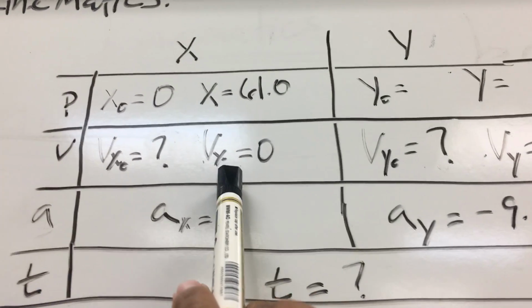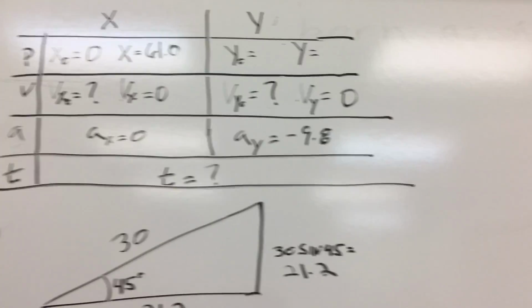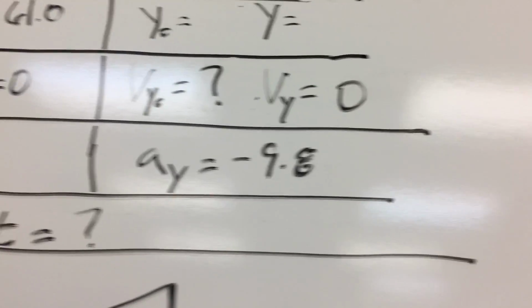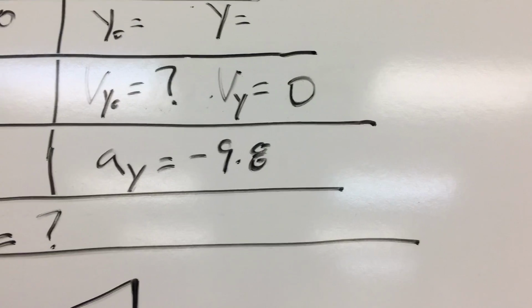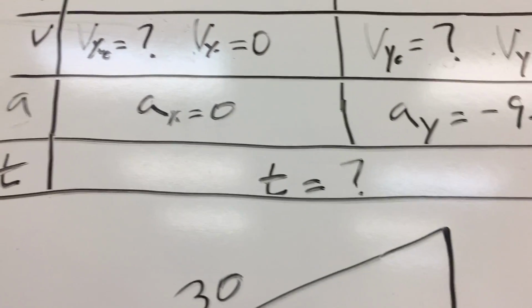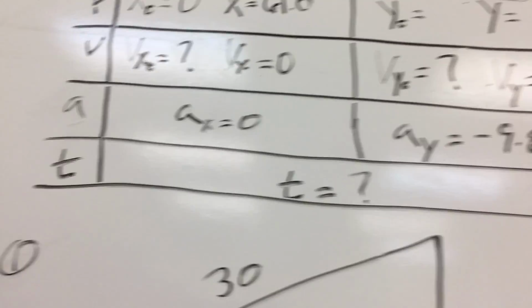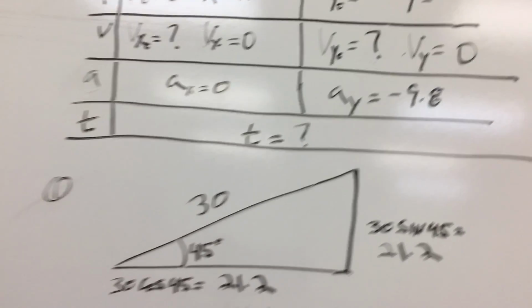and the velocity of X will be 0. Y naught, velocity of Y naught is unknown. Velocity of Y would be 0. Acceleration for X is 0, and acceleration for Y is negative 9.8. And the time is unknown.